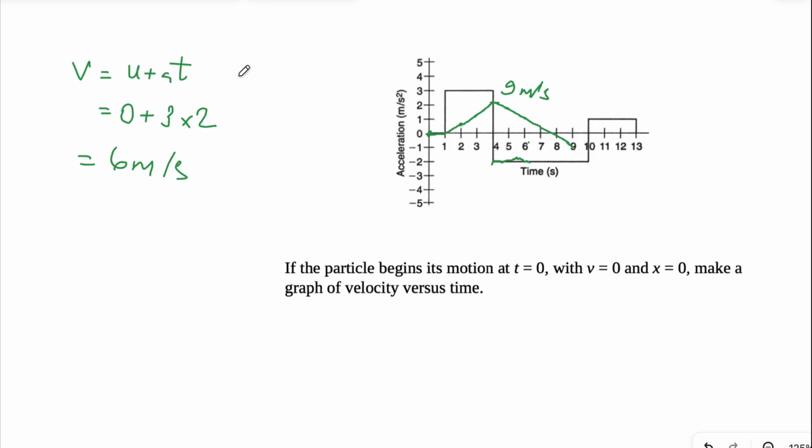It was at 9, so 9 minus 2 into 5. That's a negative 1 meters per second. And at t is equal to 10, it will be a negative 3 meters per second. So it has reached negative 3 meters per second. Basically, there has been a change in the direction of motion.